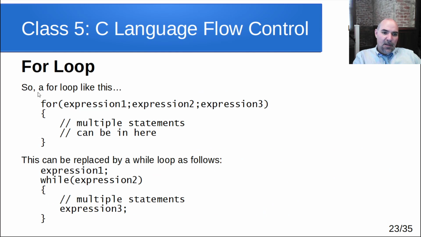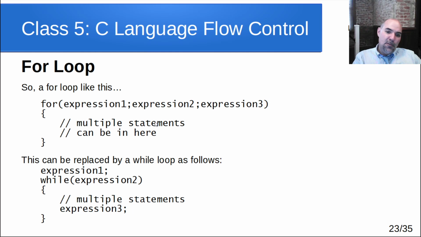So in other words, a for loop like this, for expression 1, expression 2, expression 3, could be replaced with a while loop that again has expression 1 evaluated before the looping part. Expression 2 is the while clause that causes it to continue, and then we have our multiple statements, and then expression 3 happens at the bottom before we go back up and test the expression again.